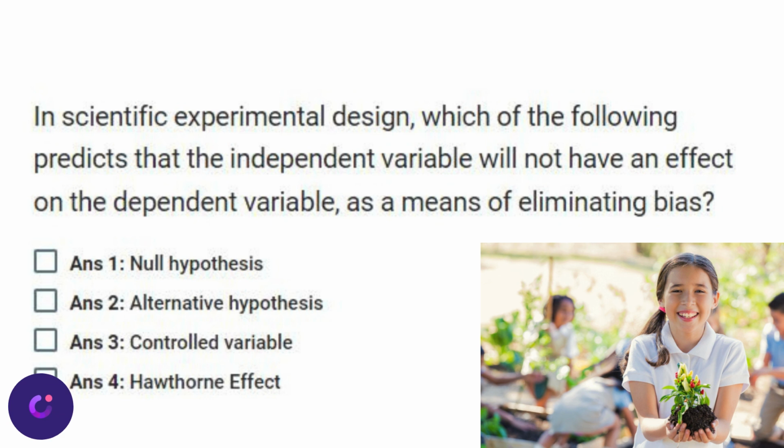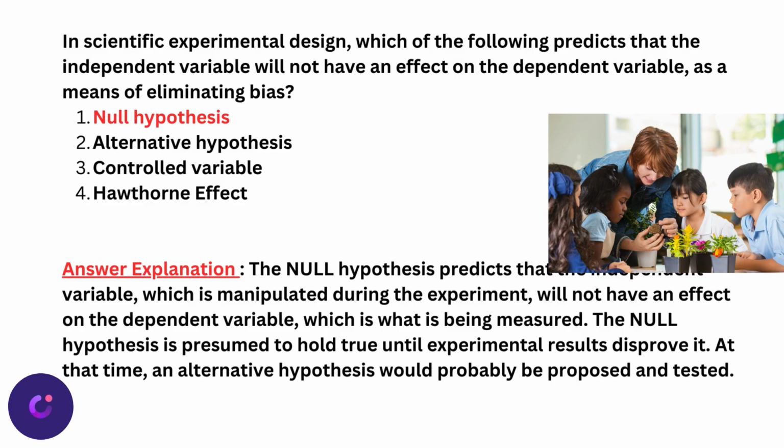In scientific experimental design, which of the following predicts that the independent variable will not have an effect on the dependent variable, as a means of eliminating bias? So that is the null hypothesis. The variable manipulated during the experiment will not have an effect on the dependent variable, which is what is being measured. The null hypothesis is presumed to hold true until experimental results disprove it. At that time, an alternative hypothesis would probably be proposed and tested.